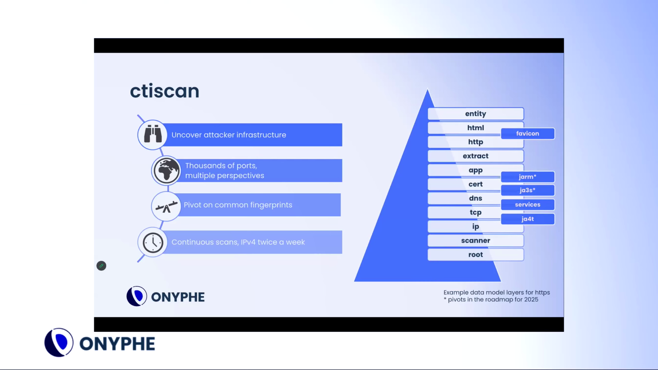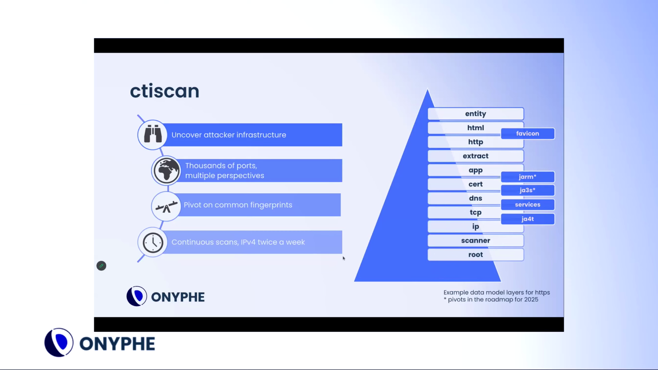So for example, if you're looking for a data point related to the IP layer, such as the ASN or the IP destination address, you'll find it in the IP layer. And if you're looking for a data point in a TLS certificate, then the cert layer is where you'll find that information.